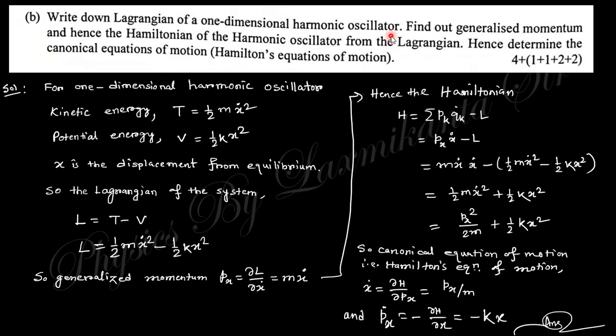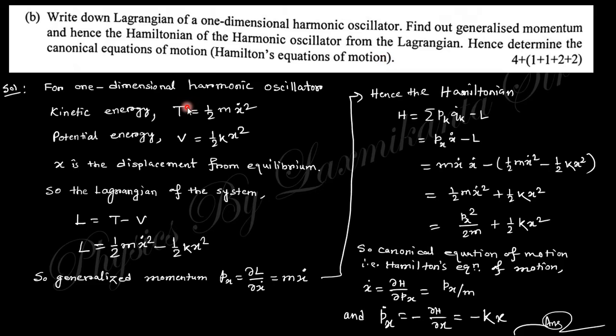The next question says: write down the Lagrangian of a one-dimensional harmonic oscillator. Find the generalized momentum, and hence the Hamiltonian of the harmonic oscillator from this Lagrangian. Then find the canonical equations of motion, that is, the Hamiltonian equations of motion.